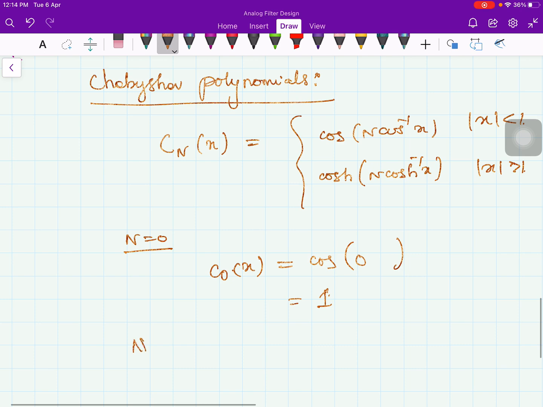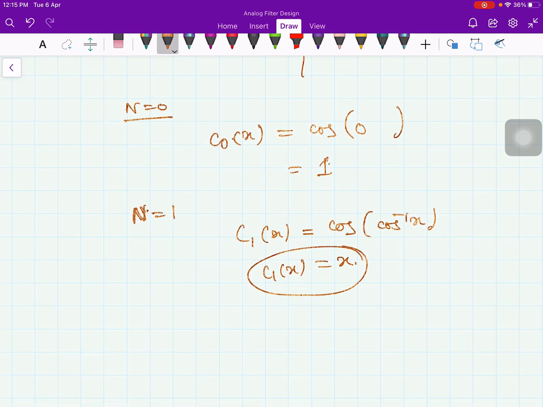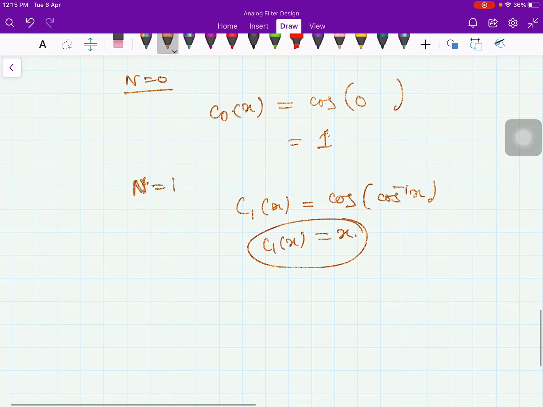Now substitute capital N equal to 1. So C1 of x is equal to cos of cos inverse of x, so this is x. C1 of x is x. Okay, now substitute n equal to 2, then C2 of x is equal to cos of 2 cos inverse x.